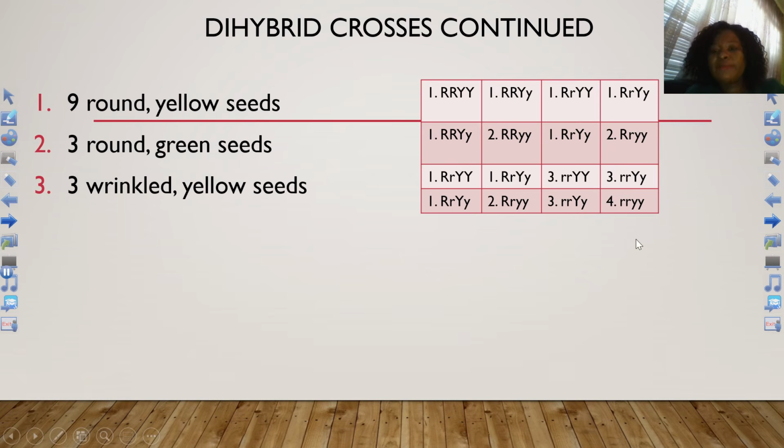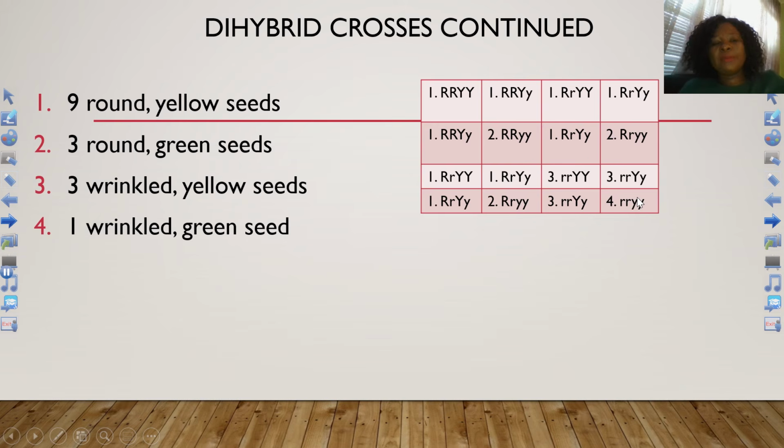And then we've got number 4. You see that there's only one number 4, meaning that there's only one individual that has that genotype, and therefore only one individual that has the phenotype wrinkled and green seeds. So number 4 represents wrinkled and green seeds.